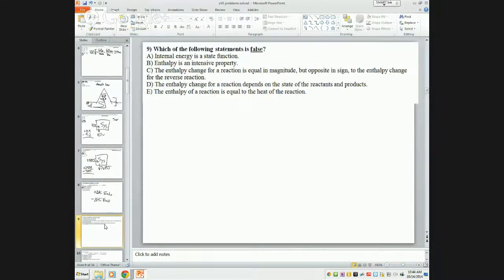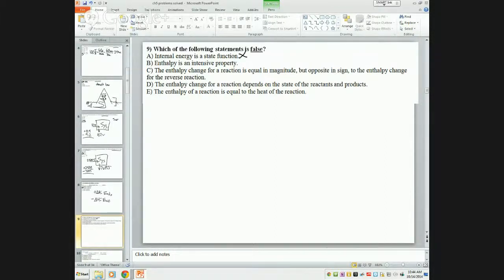All right, looking at number 9. Which of the following statements is false? So you always got to be careful with these ones. Want to look for the one that's false. So it's kind of counterintuitive to be like, all right, well, A, internal energy is a state function. Well, that is true, so it is not the right answer.